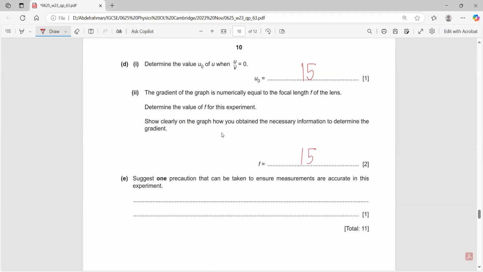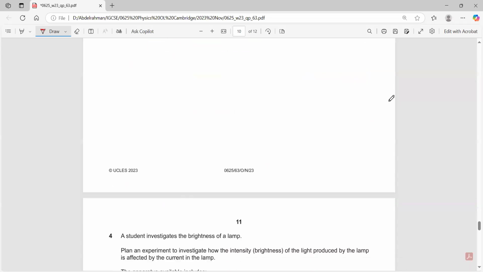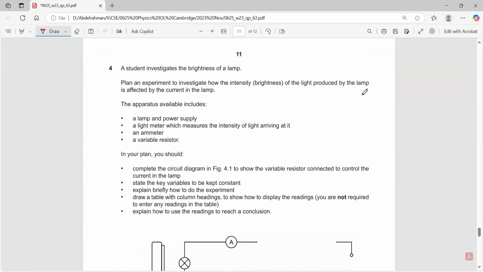Okay, so just one precaution that can be taken to ensure the measurements are as accurate as possible. One precaution, what was this experiment? You had the lens, so use a dark room. Use a dark room, right? And now, moving on to question 4.